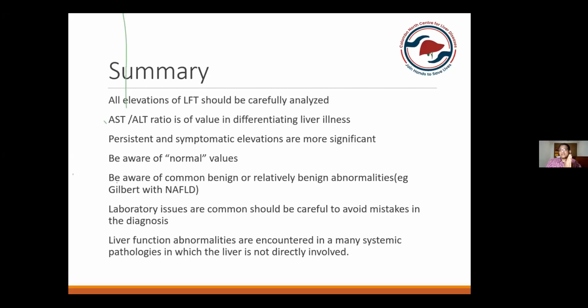It's 30 for males, 19 for females. Be aware of common benign or relatively benign abnormalities. So Gilbert syndrome common, NAFL common.